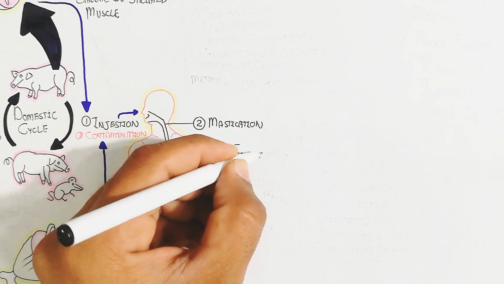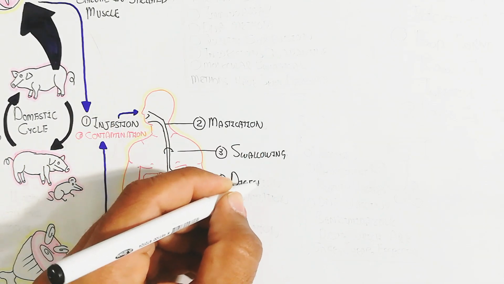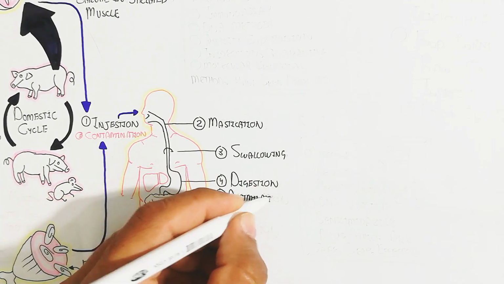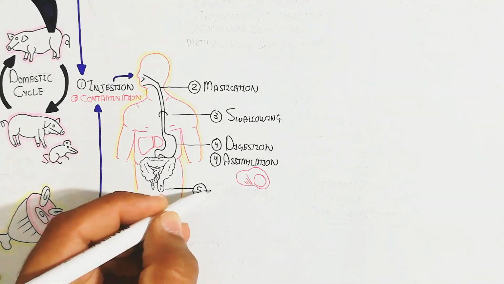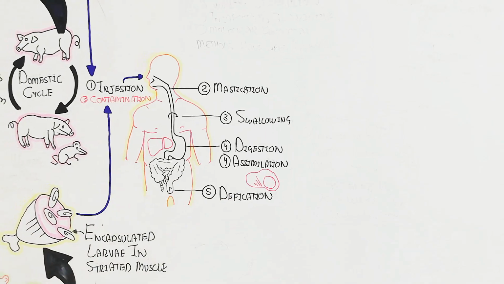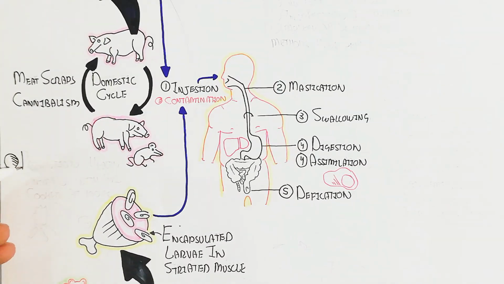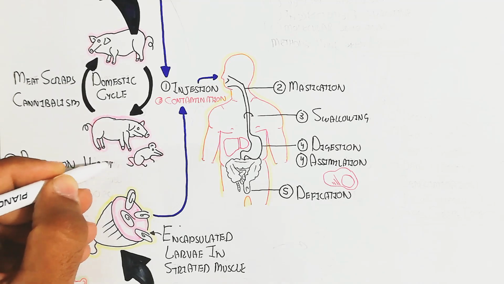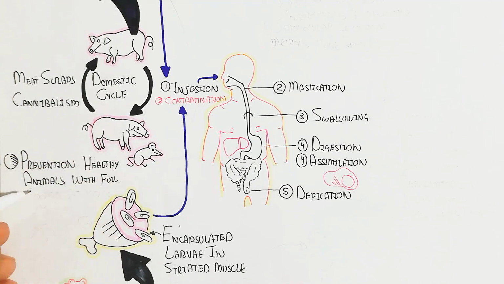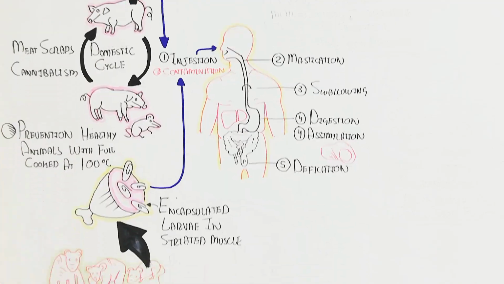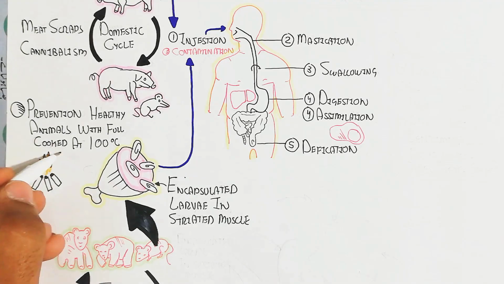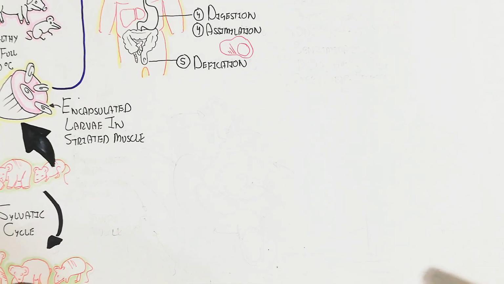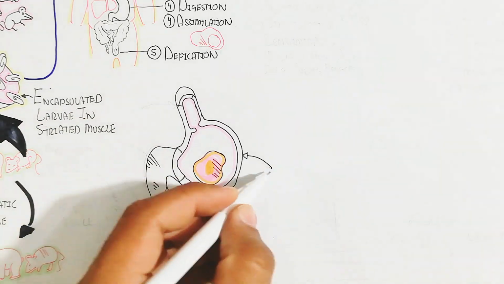Whenever it is eaten, mastication leads to swallowing. After swallowing, the bolus goes into the stomach, and digestion, assimilation and defecation occur. But remember, these encapsulated larvae will remain inside and grow. Prevention: a healthy animal fully cooked at 100 degrees Celsius. So a high cooking temperature is required to kill these encapsulated larvae.